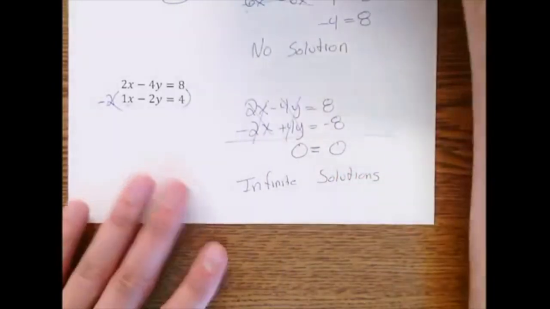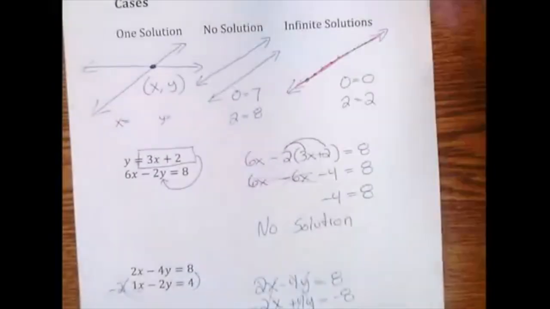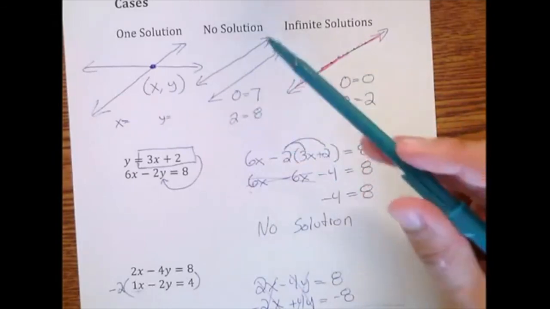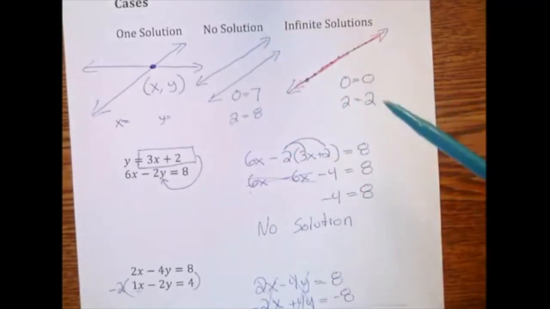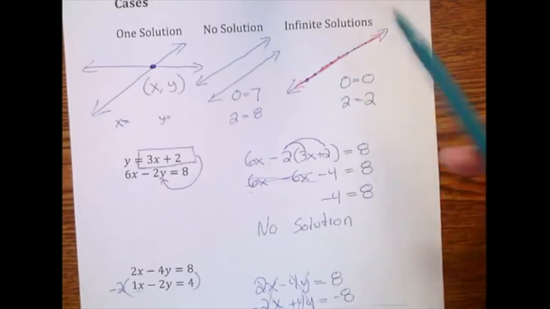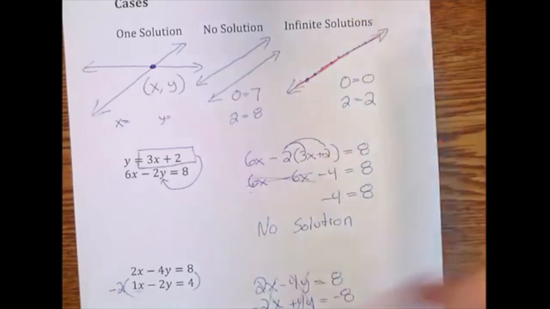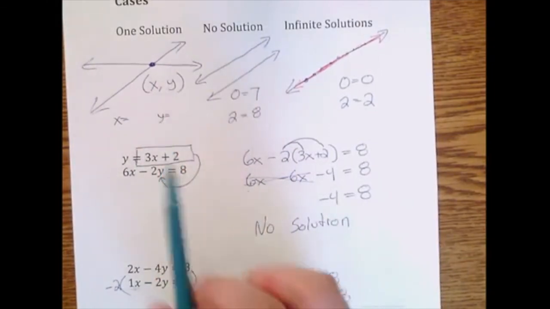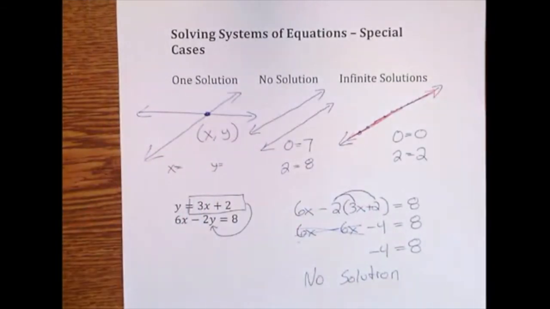So again, a quick review. Whenever your x's and y's, all your variables go away, if you have two numbers that are not equal, it's no solution. When you have two numbers that are equal, it's infinite solutions. If your x or y stays around, that means you could solve it for x or y, so go ahead and do that as well. And that was solving systems of equations, special cases.